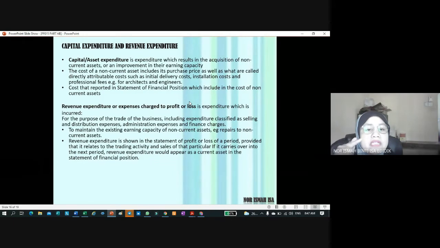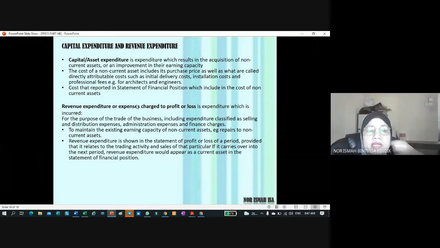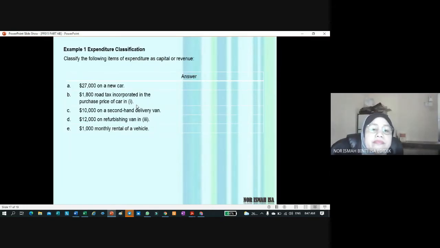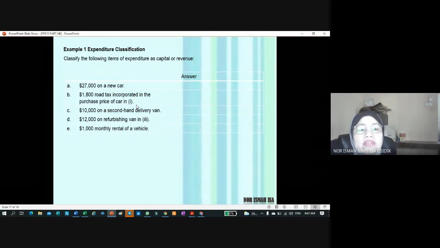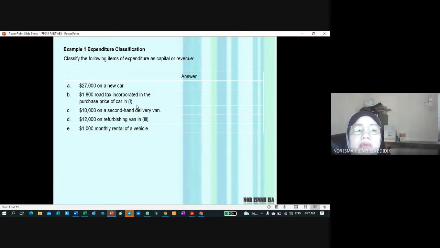Kalau asset expenditure dia akan pergi financial position sebab amount dia akan kita include pada non-current asset tersebut. Boleh faham? Now we go to example here. Expenditure classification. Classify the following item of expenditure as capital or revenue. Maksudnya sama ada kita nak charge daripada statement of profit or loss ataupun statement of financial position.